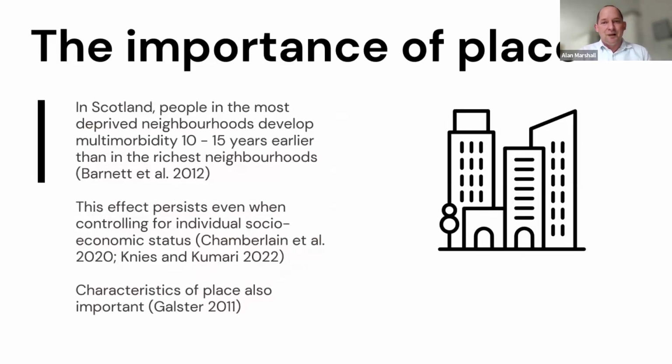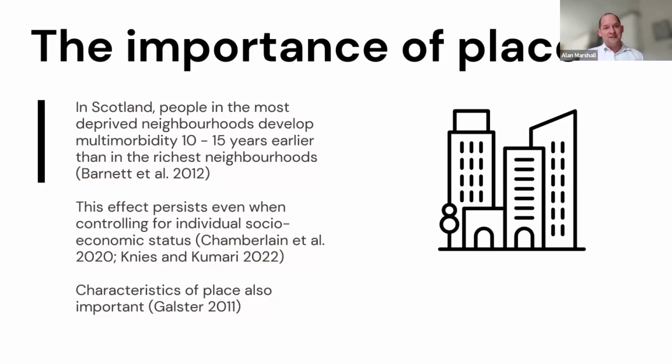So why is place important? Well, in Scotland, we can see the effect of place really strongly, and also in the rest of the UK. But in Scotland, research has shown that people in the most deprived neighbourhoods develop multimorbidity around 10 to 15 years earlier than in the richest neighbourhoods. And what I think is particularly important is that this difference between the most affluent and the least affluent neighbourhoods persists even when we control for individual circumstances like the jobs people do, the wealth they have, the housing they live in.